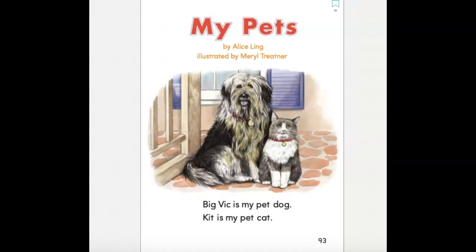We're going to read our decodable together called My Pets by Alice Ling and illustrated by Meryl Treatner. Now, as we go through our story and read, Mrs. Collier will read the sentence, and then I want you to try to read it with me afterwards. So let's get started. Big Vic is my pet dog. Kit is my pet cat.